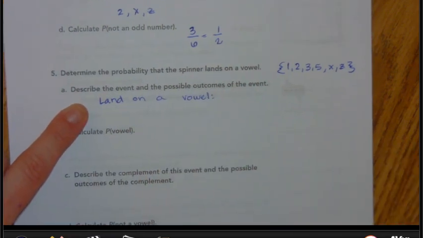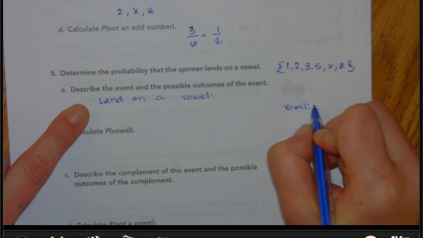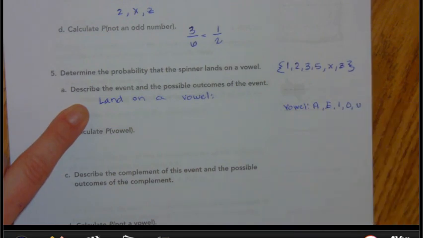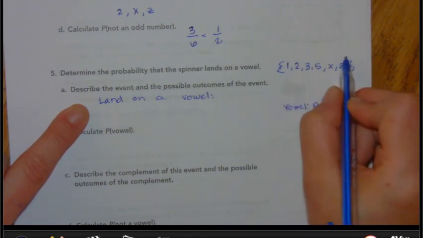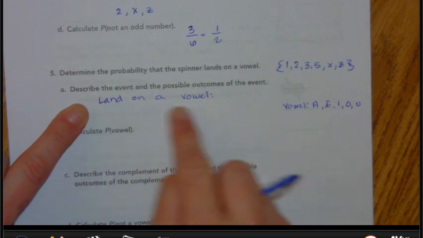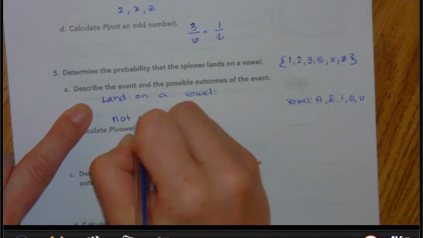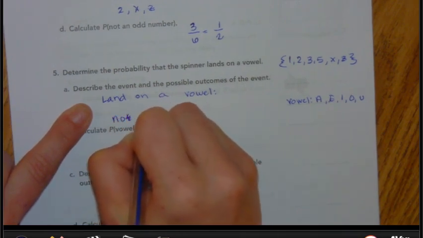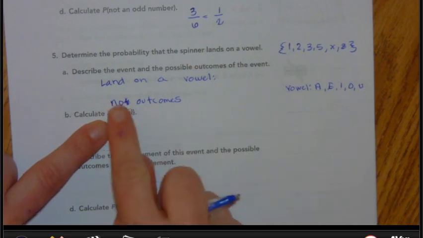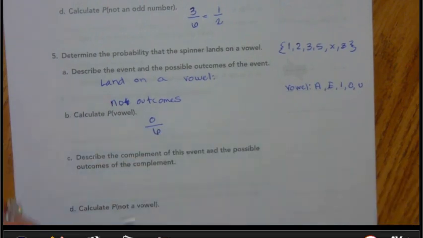And I want to know, what are the outcomes that I could have? Well, I have to stop and think. What are all of my vowels? What do we know to be a vowel? We know there's A, E, I, O, U, and sometimes Y. Do I have any vowels in my possible outcomes in my sample space? No. So are there any outcomes that will happen when I land on a vowel? The answer is no outcomes. So what is the probability that I'm going to land on a vowel? Well, did I have any outcomes? No. It's 0 out of how many total choices? 6.